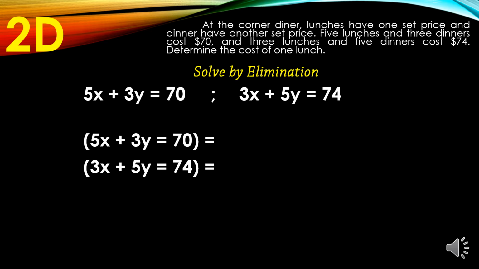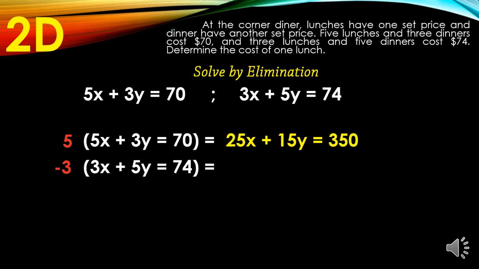But then, for them to be removed, one must be negative. So we multiply the first equation with 5, and we multiply the second equation with negative 3. Now we do the simple algebra of using the distribution property. So we distribute 5 times 5 will give us 25x, 5 times 3y will give us 15y, and 5 times 70 will give us 350.